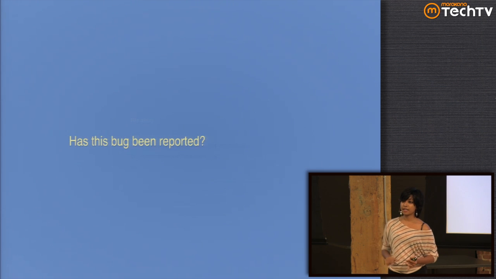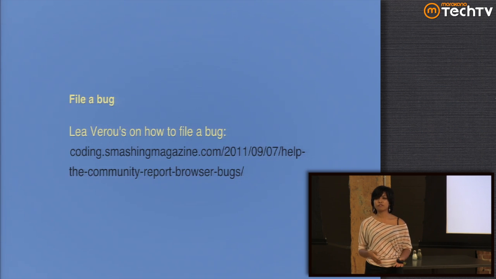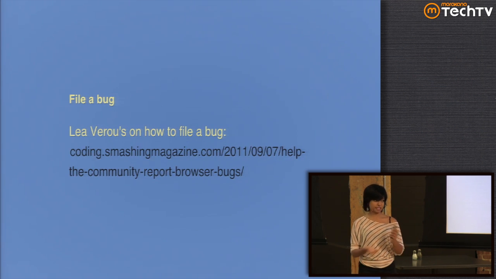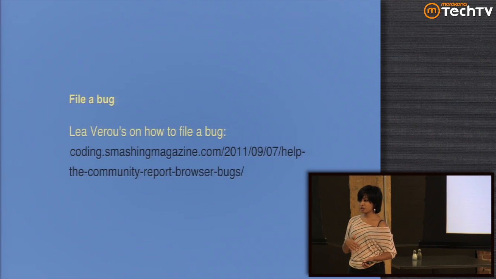And before you even file a bug, you need to find out if this bug has been reported, because filing duplicate bugs is just annoying. So look for it, and then see if it's been reported. If it has not been reported, then file a bug. And now there is also a good way to file a bug so that it gets resolved.